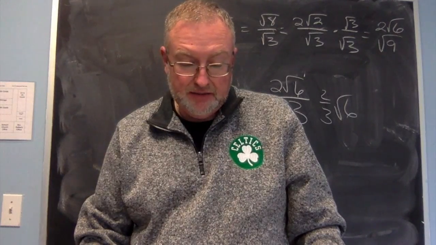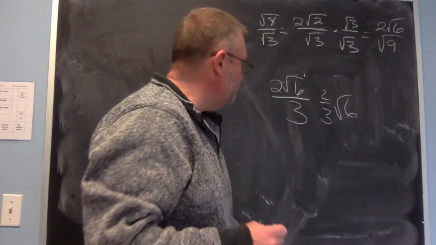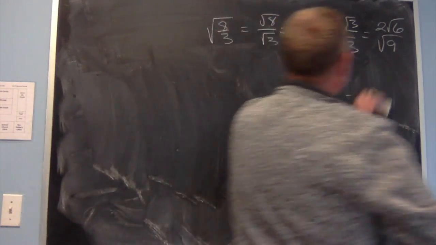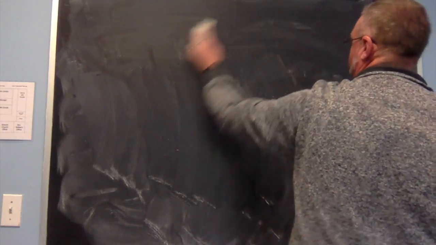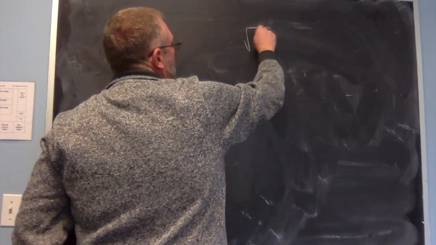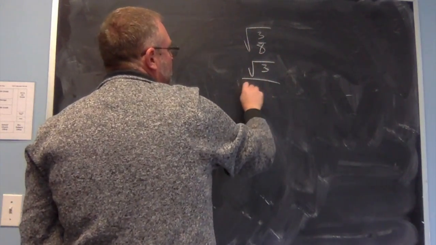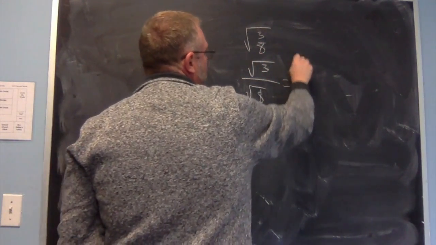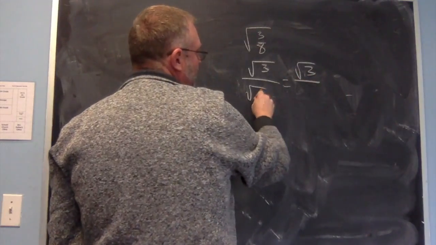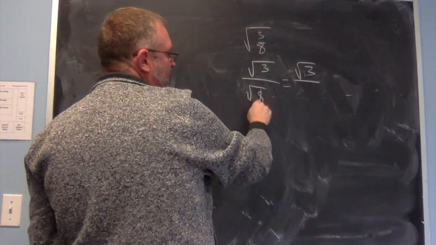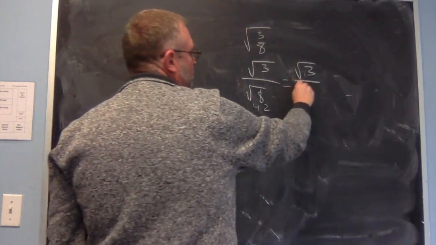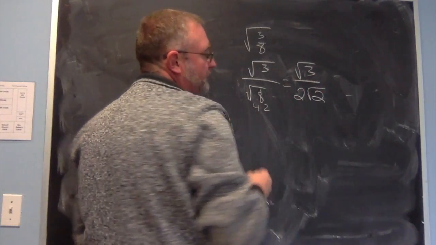At the bottom, the next one, letter B: the square root of 3/8. Let's do that one, all right? The square root of 3/8 is equal to the square root of 3 over the square root of 8. I can't do anything to the square root of 3, but I can simplify the 8. 4 times 2 is 8, and the square root of 4 is 2. So 2 square root of 2.